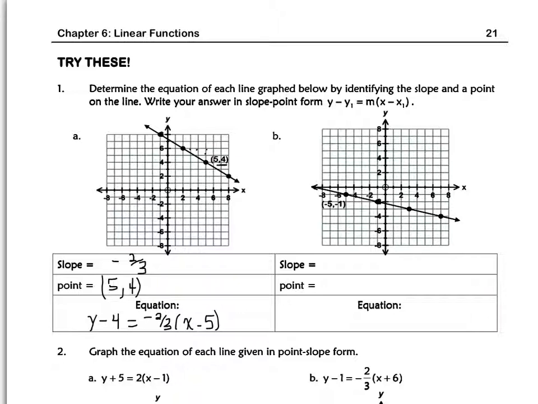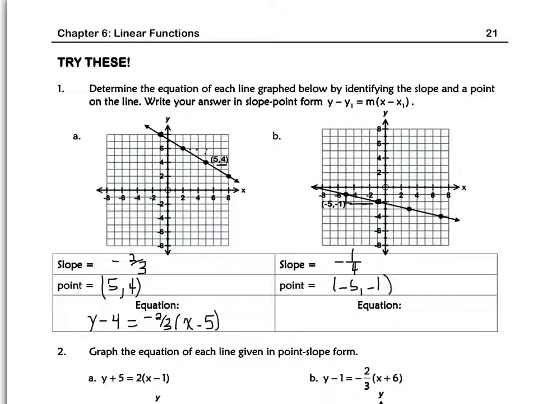And again, we'll use the point negative 5, negative 1. Slope would be, we'll use the next point here, so that would be a rise of going down 1 and right 1, 2, 3, 4. So that would be a slope of negative 1 over 4. And the point we're going to use is the point that's provided there, -5, -1.